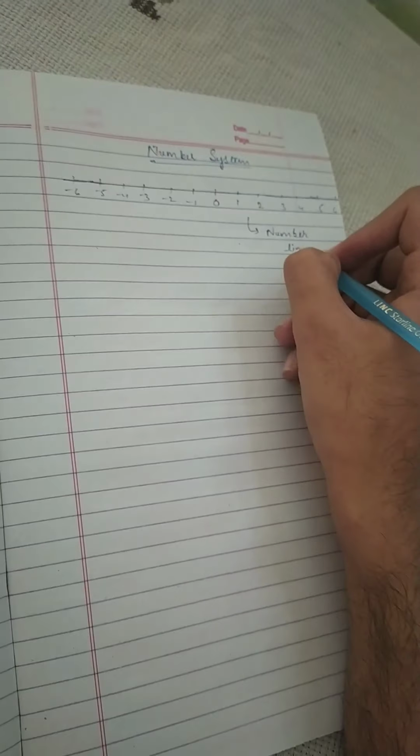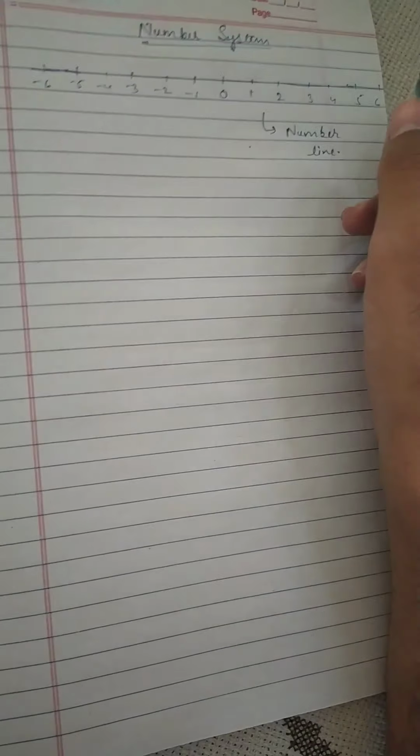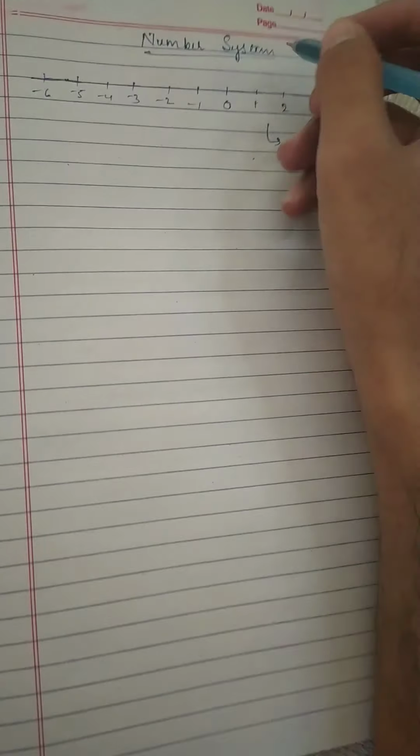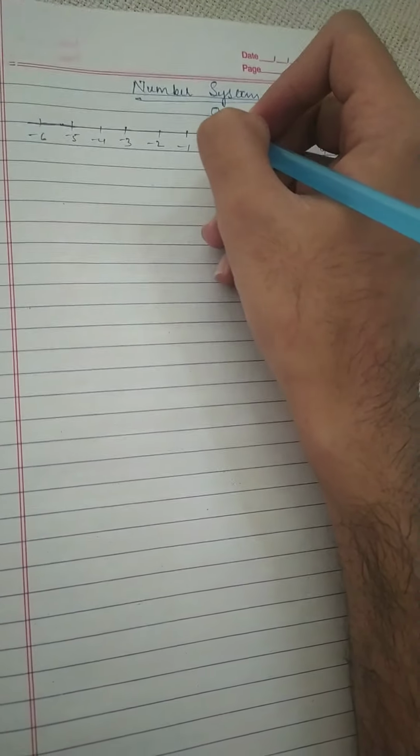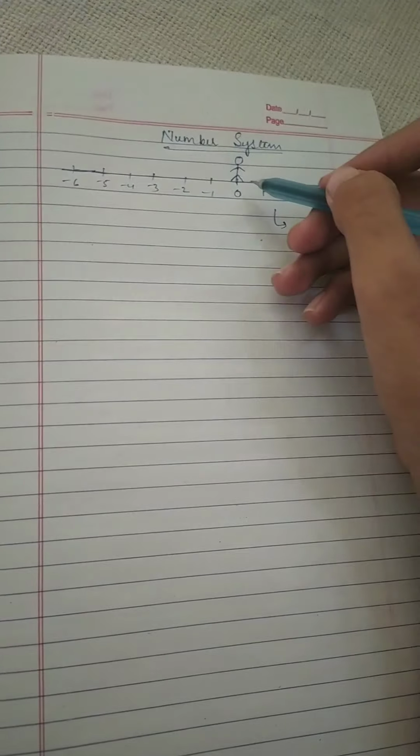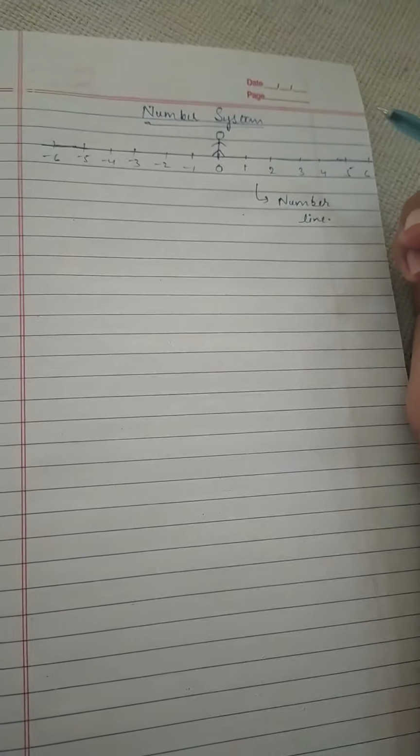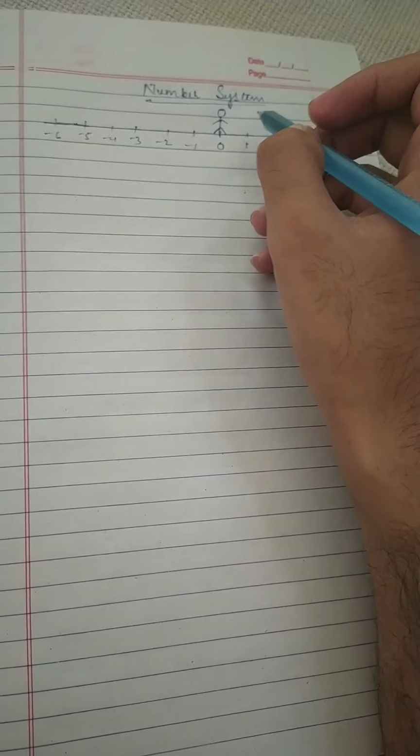Okay, let's just assume that you are standing here. You are a person and you are standing on 0. Okay, you are standing on 0 and you want to walk. So you think that let's just walk in the right direction. Okay, you just think that you should walk in the right direction.